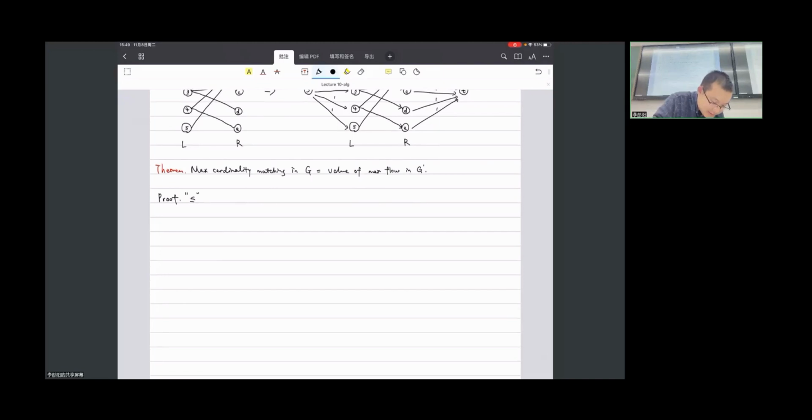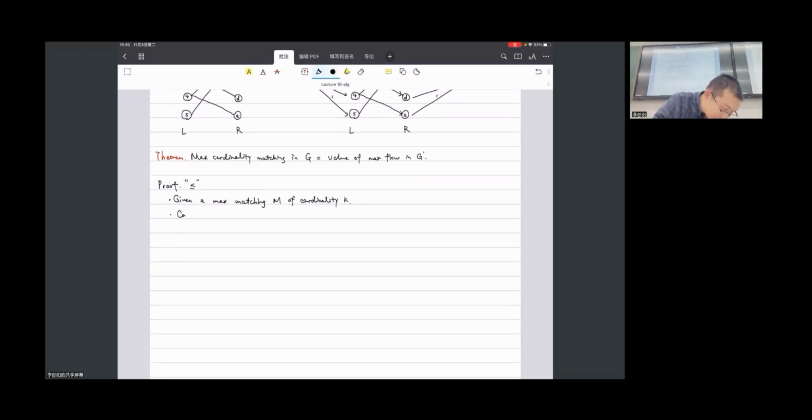In this case, we assume that we have a value of the maximum cardinality matching in G, and we need to then consider what is the value of the max flow in G prime. So let's say that we are given a max matching M, let's say of cardinality K. So basically we consider the flow F that sends one unit along each of the K paths.